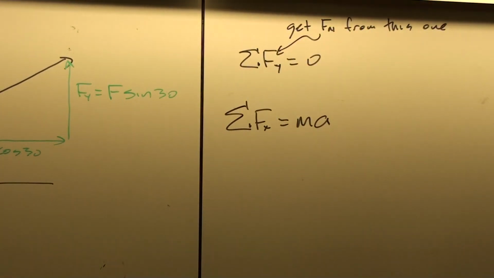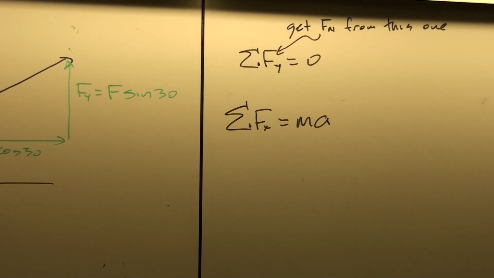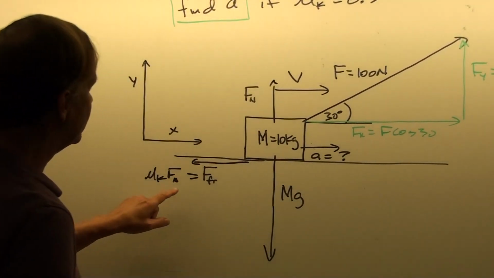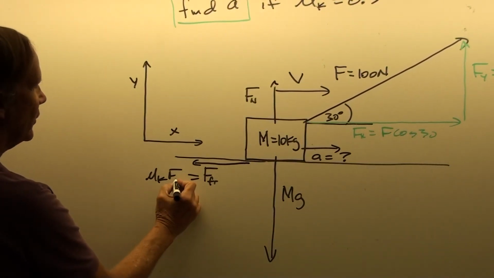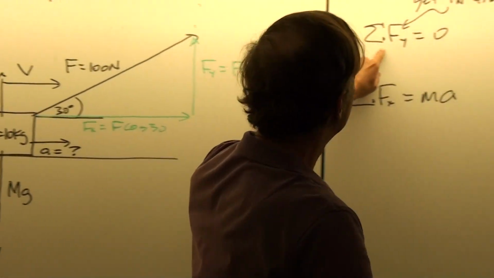And we need the normal force because we have friction. And friction is the coefficient of kinetic friction times the normal force. As I said before, we don't want to just jump into this and say that the normal force is equal to the weight, because it's not. We'll find that out in a second here.